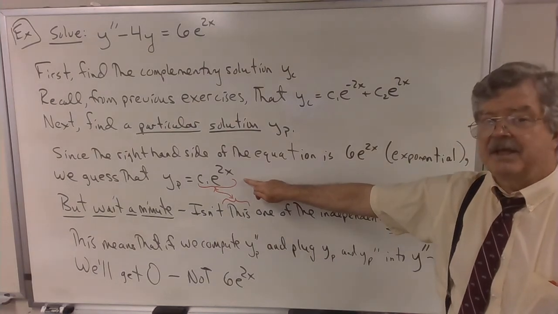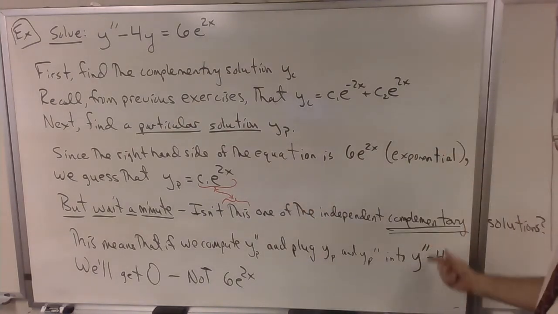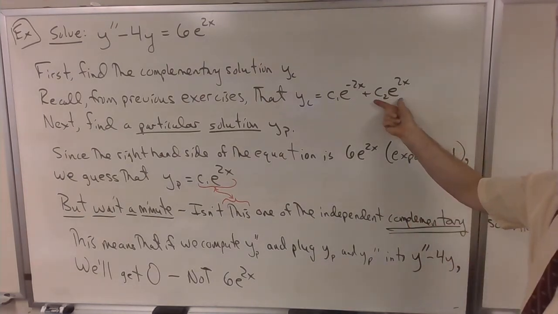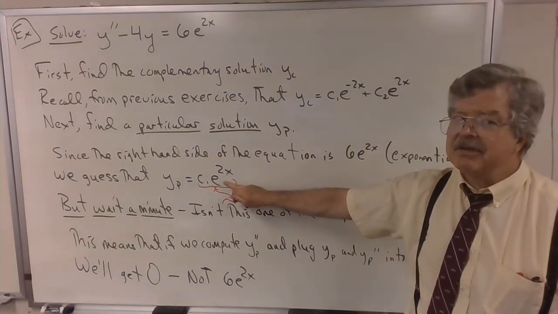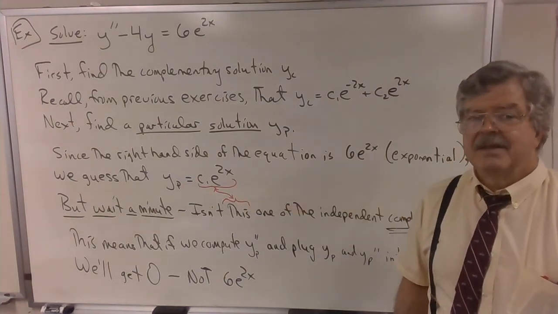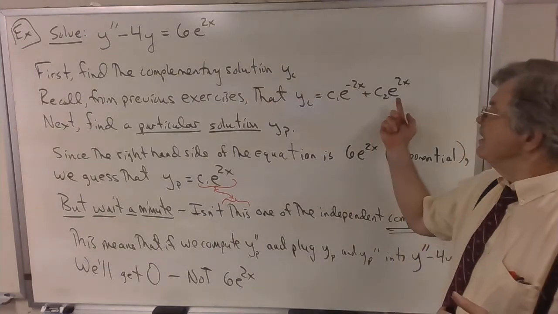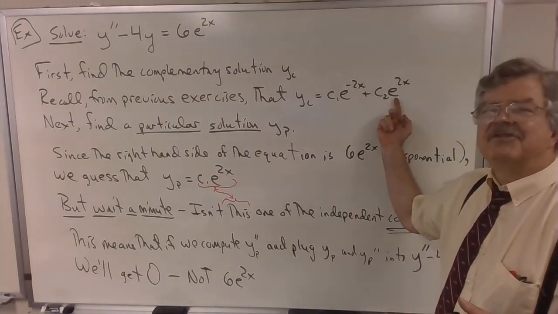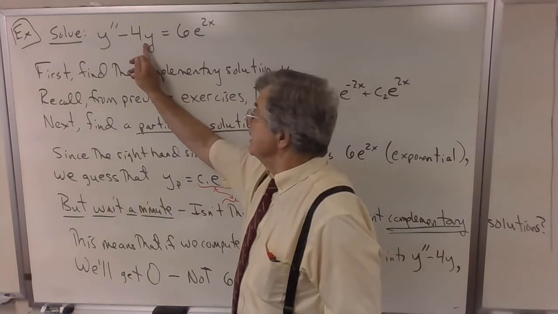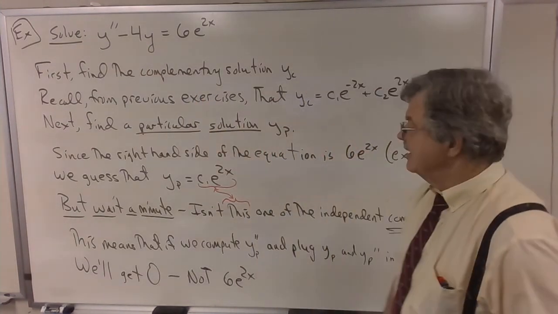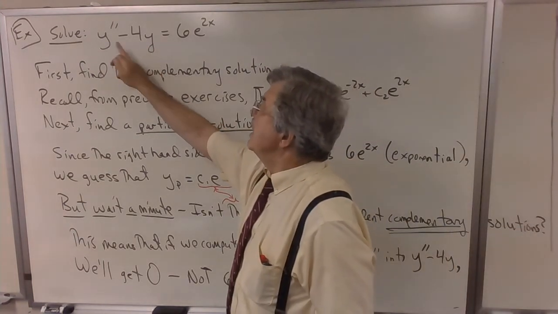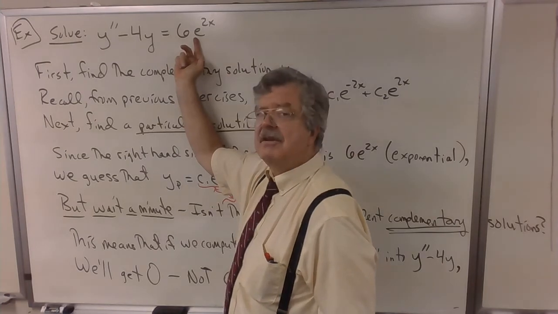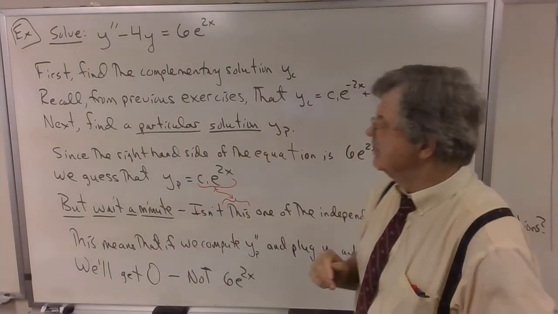It can't be, because it's part of the complementary solution. See, yeah, this is part of my complementary solution. It can't be my particular solution too, because the independent complementary solutions give us 0 when we plug in for y and y double prime. So we can't take this same thing and plug in for y and y double prime and get 6e to the 2x. It's not going to happen.